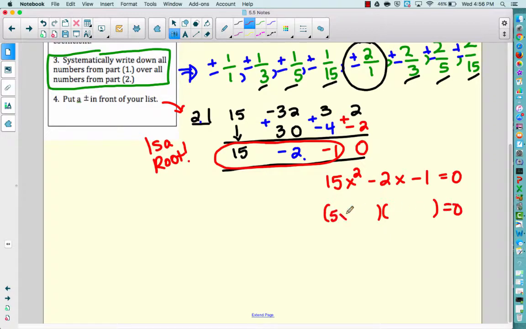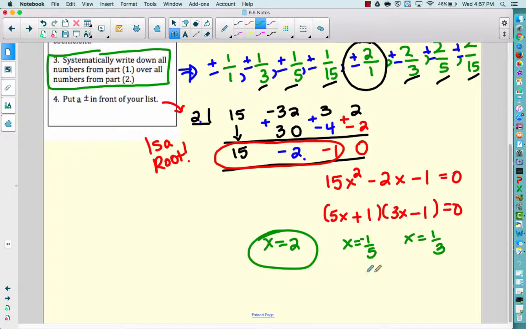So I'm going to try 5x and 3x. Oh, I like this, 1 and 1. And to get a negative 2x on the inside, I think it needs to be a negative 5 and a positive 3. And I'm just going to do a quick smiley face in my head, and I checked. And so my first root is going to be x equals negative 1/5, and this is going to be x equals 1/3. So now I have roots of x equals 2, x equals negative 1/5, and x equals 1/3. Now look, there's 1/3, there's 1/5, and there's 2. So I could have started off with using 1/3, but again, I wanted to use the easiest one.